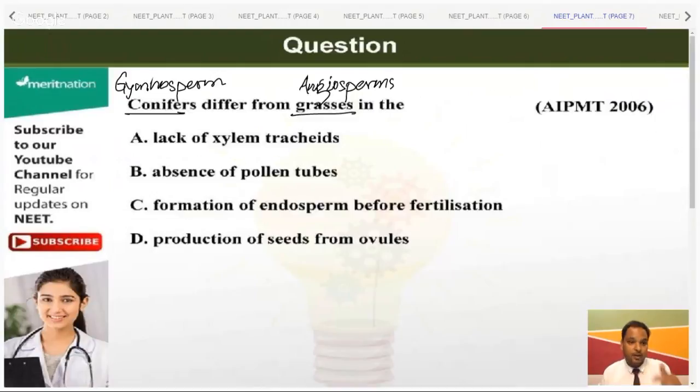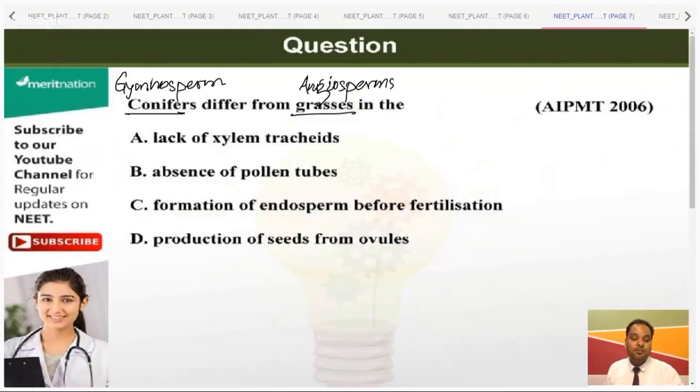Whenever you want to do this kind of question, if you have an example, try to understand which category this particular example belongs to, and then try to think of the answer. Now try and give your answer once again.